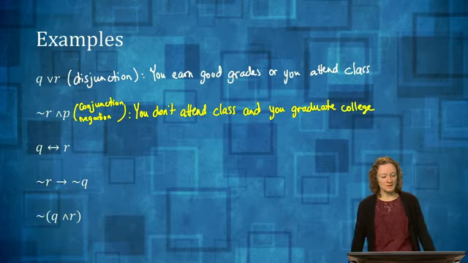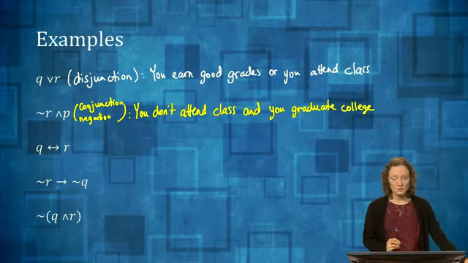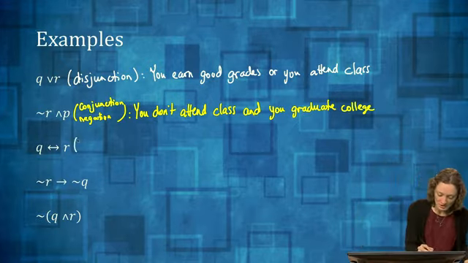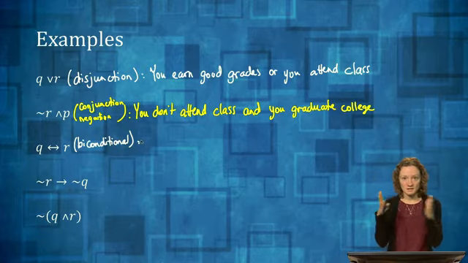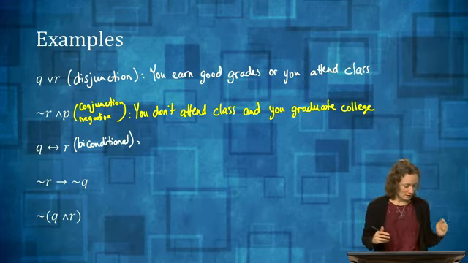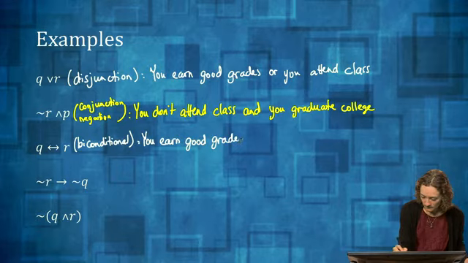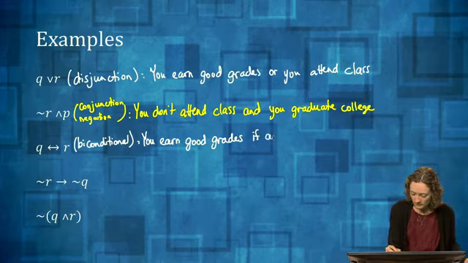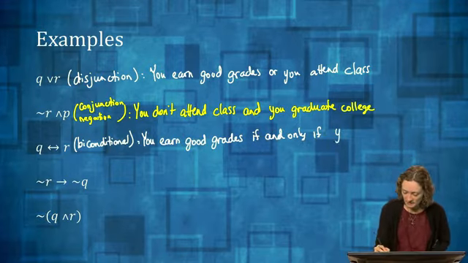Okay, the next one. Which of the 5 connectives do we have in this problem? There's only one symbol, the double arrows. That's your biconditional. And a biconditional connects two ideas with the phrase if and only if in the middle. So first thing, if and only if, second thing. So we have statement Q, which is you earn good grades, if and only if, statement R, you attend class.